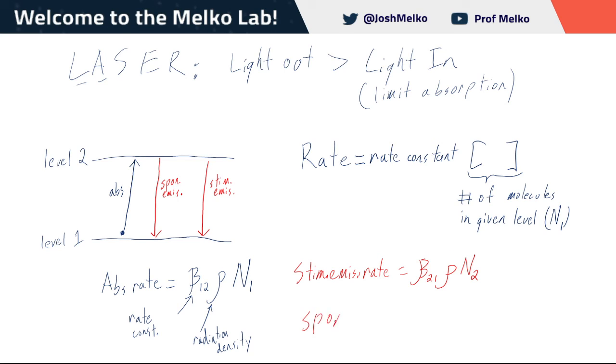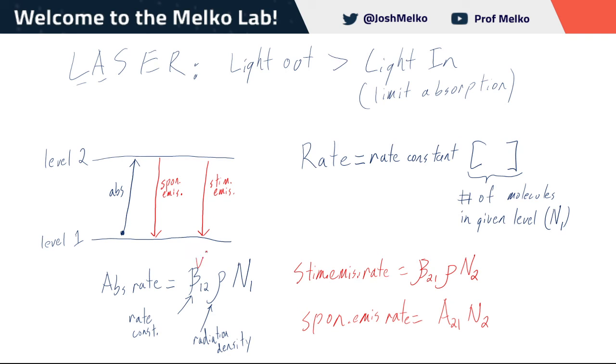The spontaneous emission rate then should also have that N2 term in it, and it does. It doesn't care about radiation density, and so we're going to use a different rate constant, A, 2 to 1. Okay, so the spontaneous emission rate doesn't care about the radiation density. Why? Because it's not like light is coming in to trigger spontaneous emission. It's spontaneous, it's all on its own. It doesn't depend on the light like absorption does or stimulated emission does.